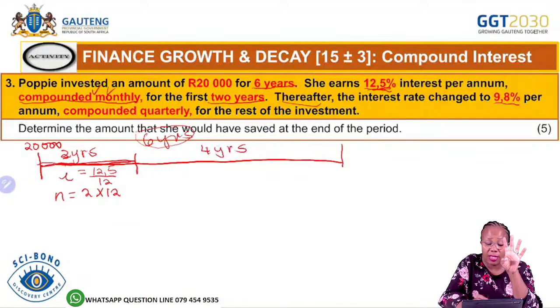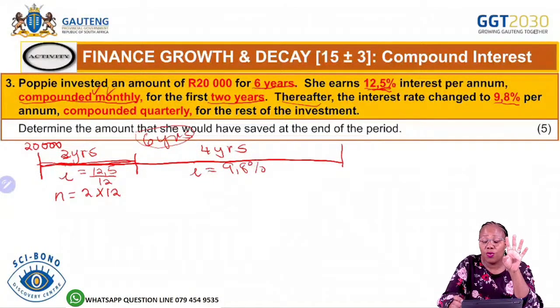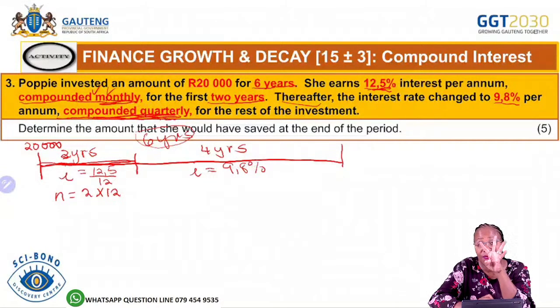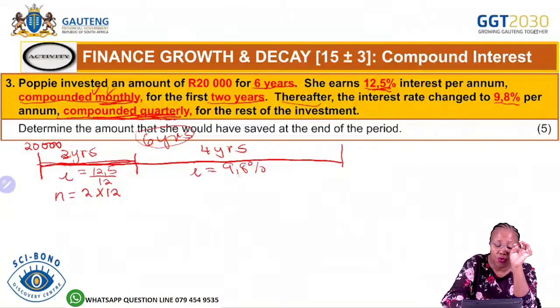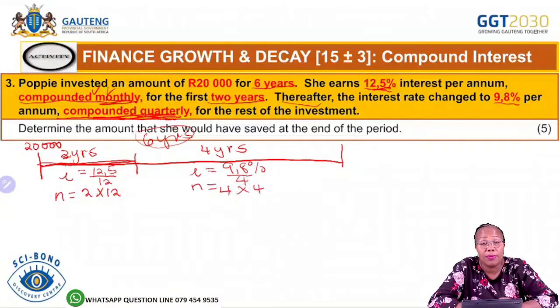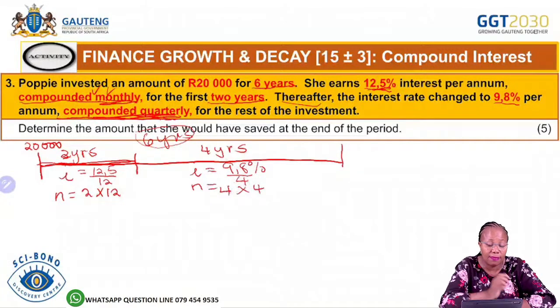So this one will take the remaining 4 years. And then they say the interest rate for this one will change to 9.8%. Look at the compounding: compounded quarterly, no more monthly. It is changing to quarterly. Quarterly, remember, is 4 times in a year. Therefore, it will be divided by 4. And then N for this period of 4 years will be 4 years times the compounding, which is 4 times. So that is the total investment that is happening with the 20,000 invested.